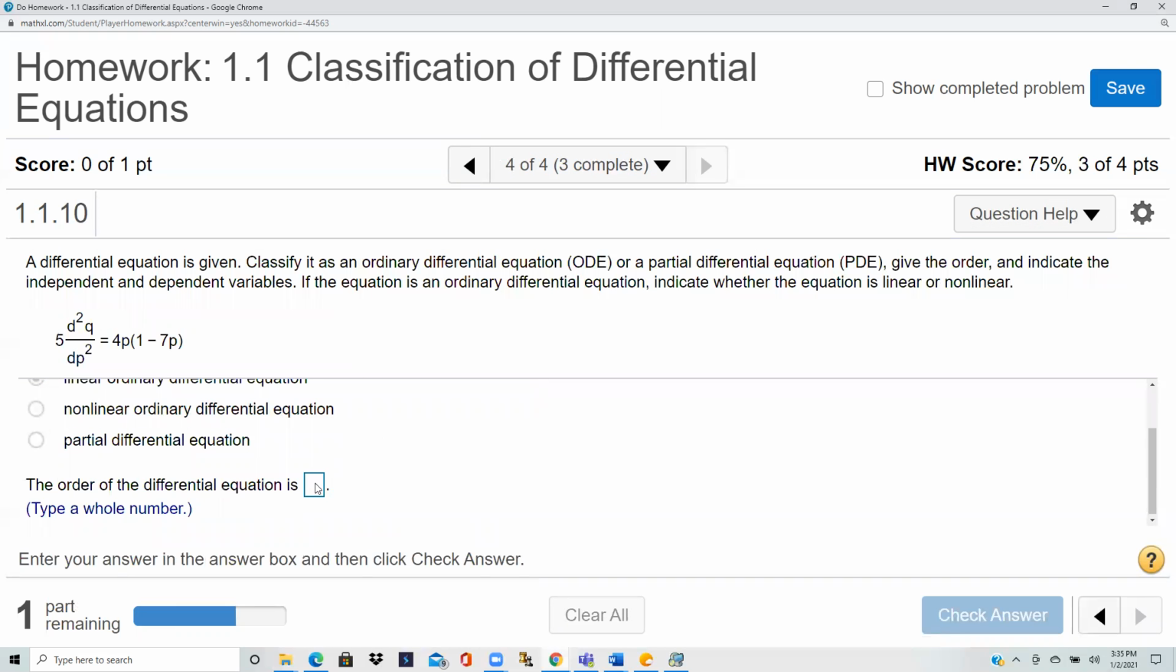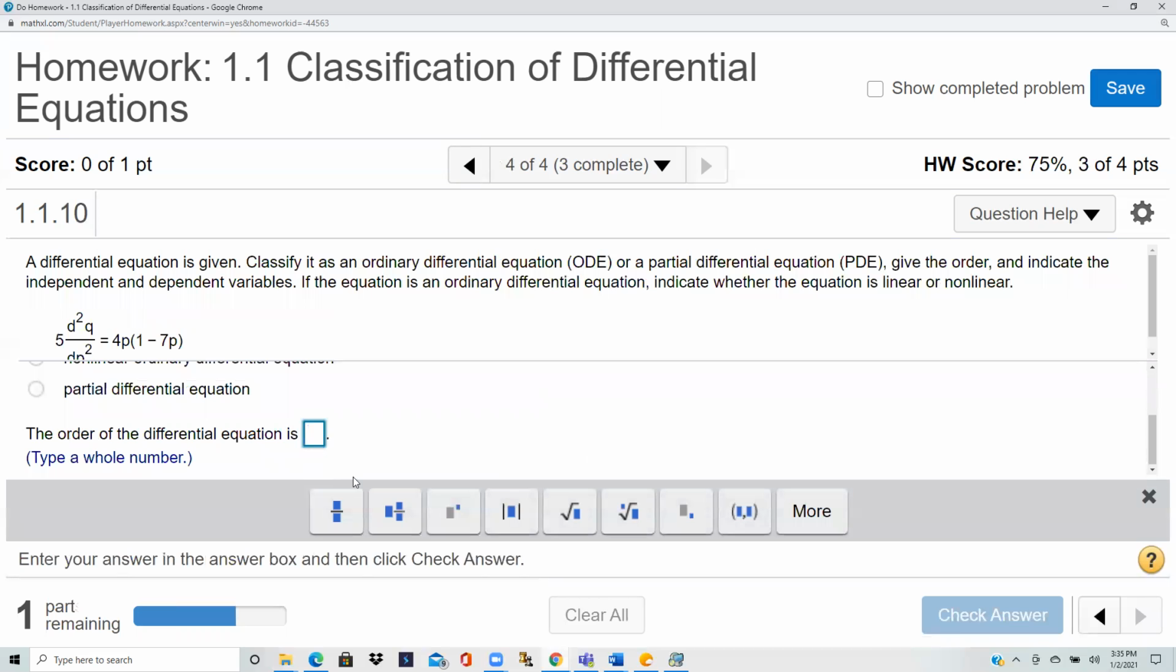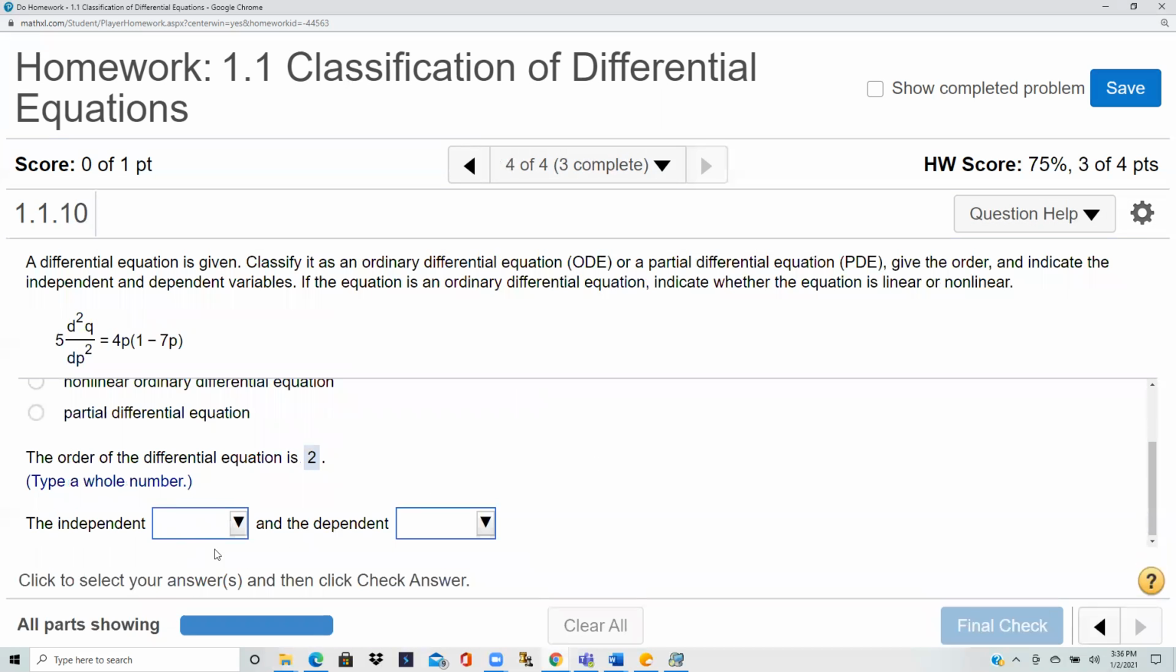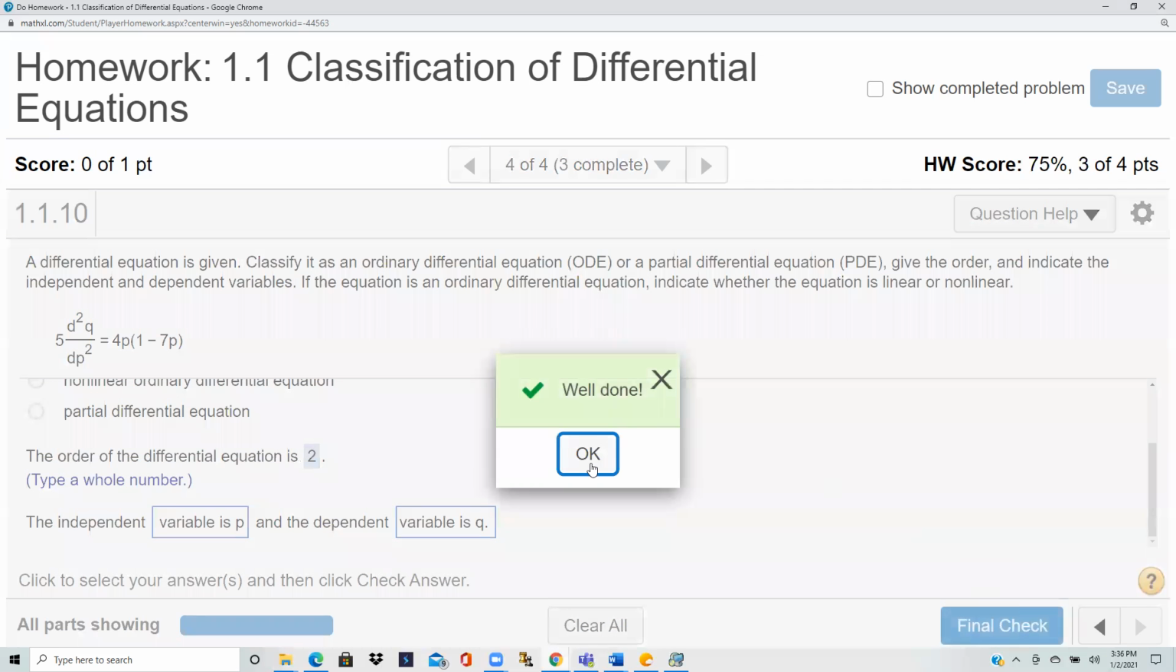And the order is 2 because the highest derivative is 2. And the independent variable is p. The dependent variable is q. Okay, so that finishes the section.